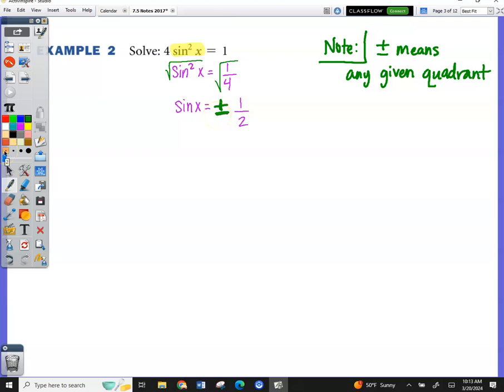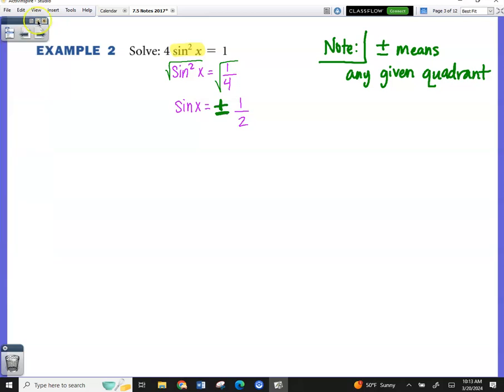All right. So, if you need help with this, I'm going to write the question that you would ask yourself over here. What angle has a sine, which is what letter? Sine is which one? Y. A y value of 1/2 or -1/2. So that's the question you're asking yourself.